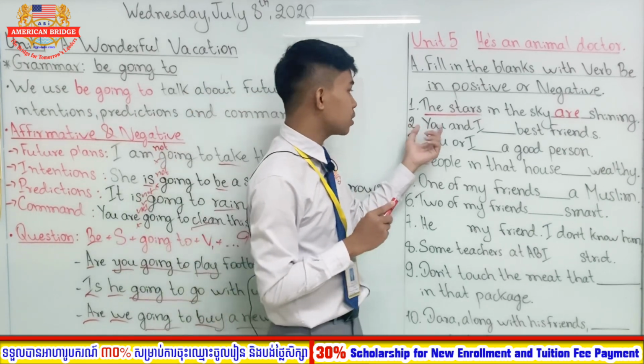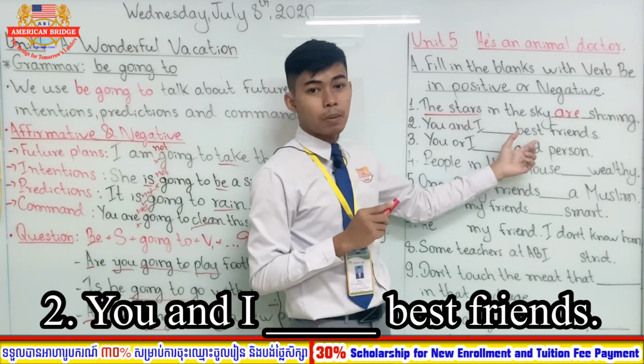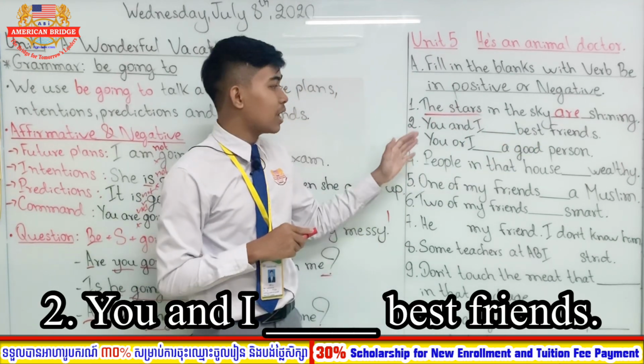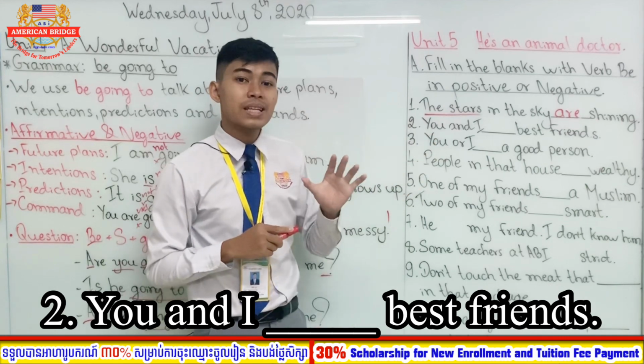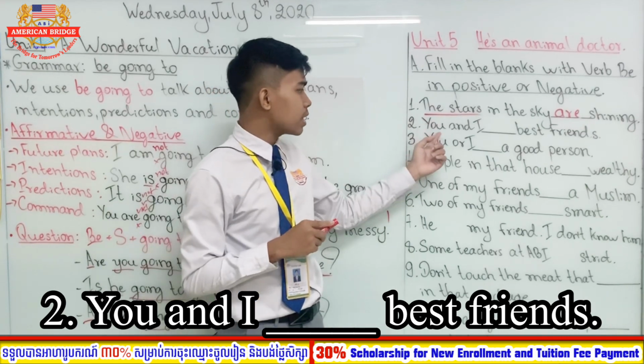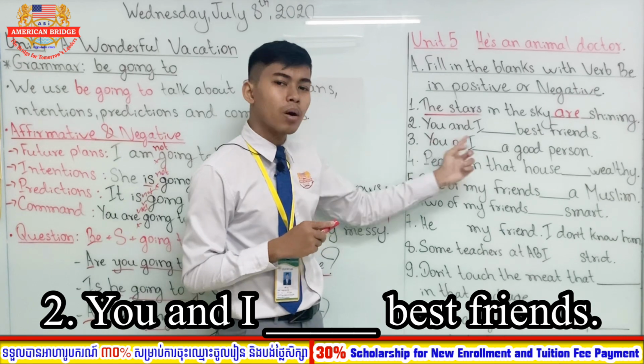Okay, let's go to number 2. You and I blank best friends. So what is the subject? The subject is you or I or both.